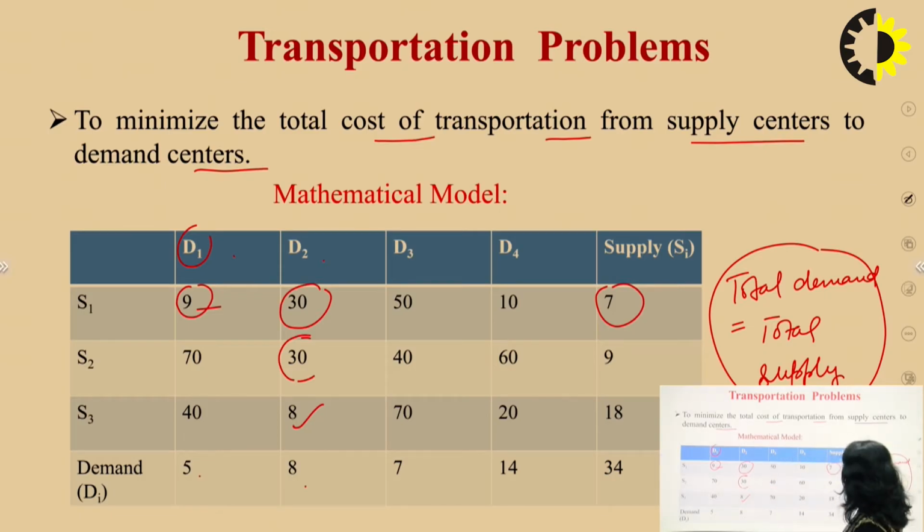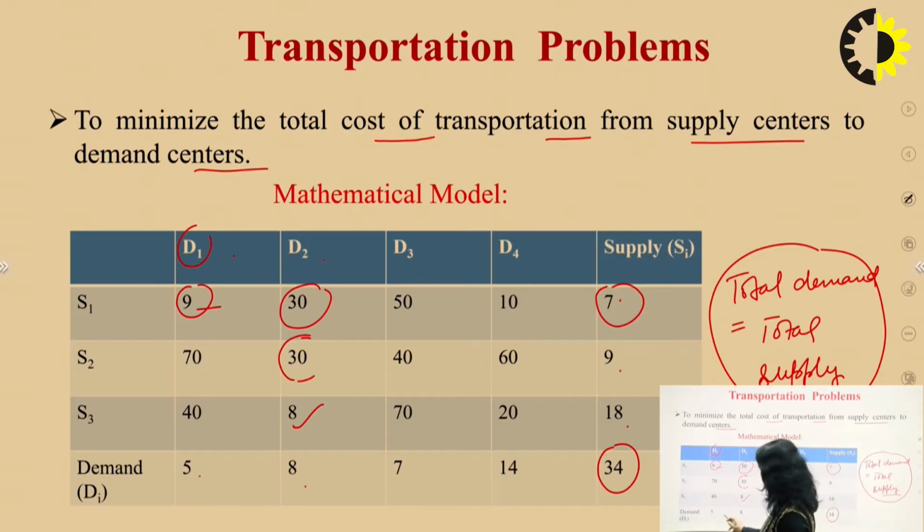We can see here the total supply is 7 plus 9 plus 18, which is 34, and the total demand is 5 plus 8 plus 7 plus 14, which is also 34. So the total supply is equal to the total demand here. This is a necessary condition. Clear?